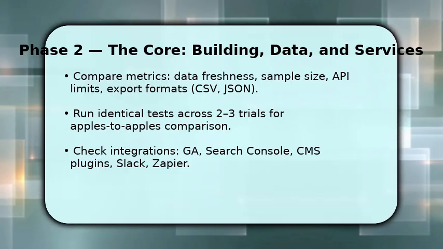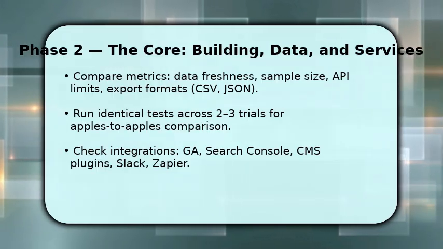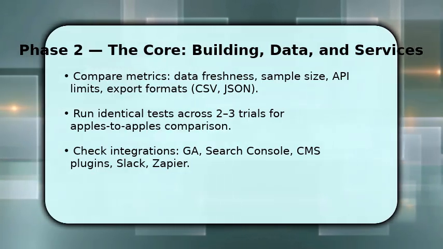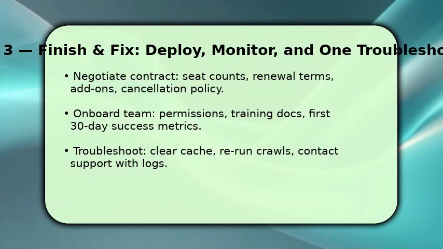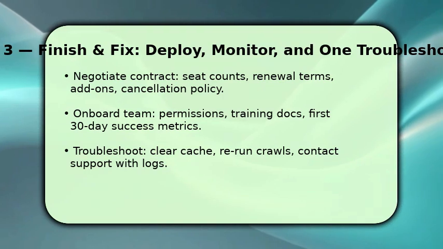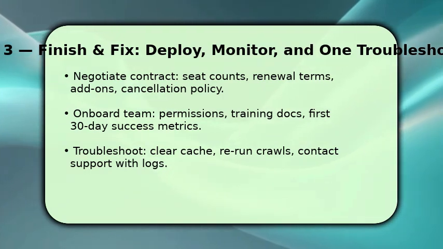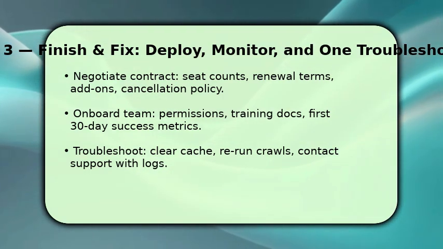After testing, score each tool on ease, cost per feature, and team adoption. Once scored, eliminate tools that fail practical tests. You finalize by selecting the best scoring tool and negotiating seats, renewal terms, and add-ons to control costs.